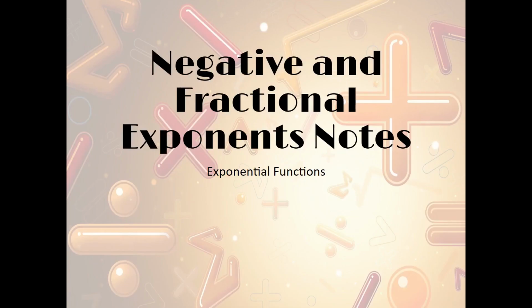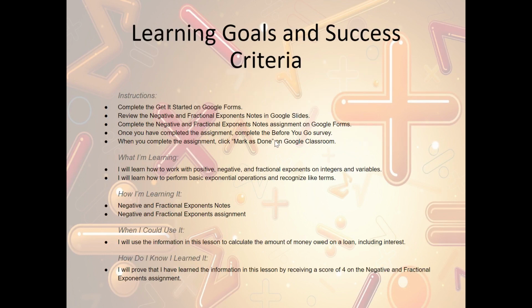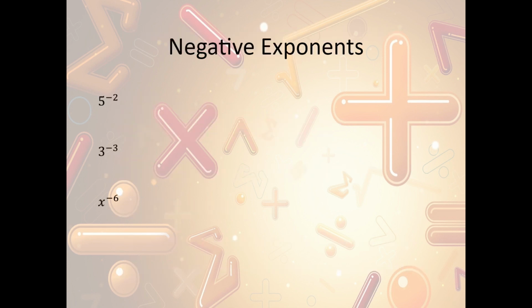Let's take a look now at the negative and fractional exponents notes. Our notes begin with our learning goals and success criteria. Now let's take a look at negative exponents. So a negative exponent looks like this, where it's 5 to the negative second power.